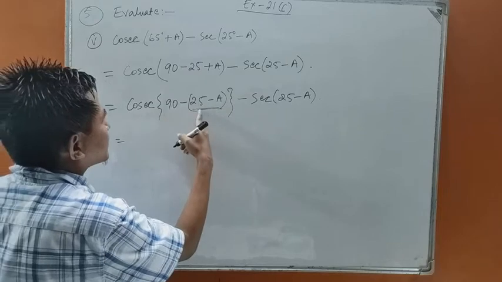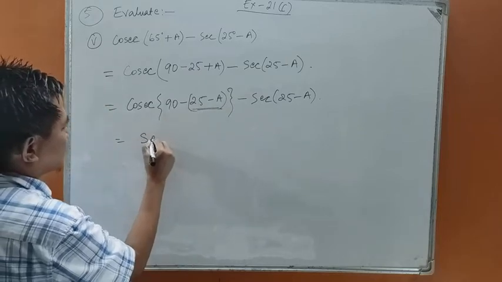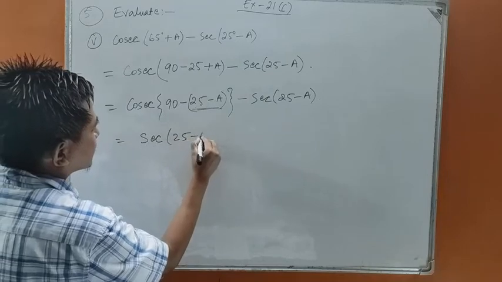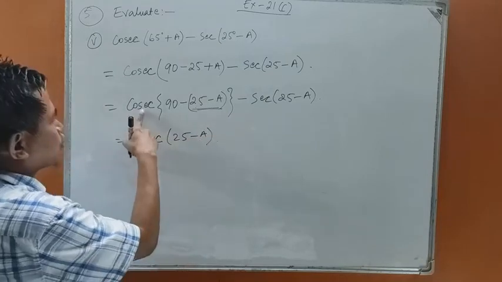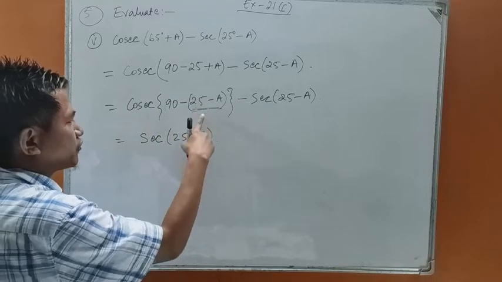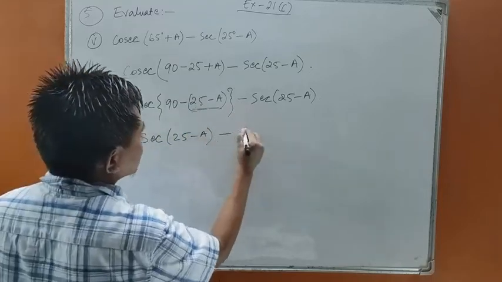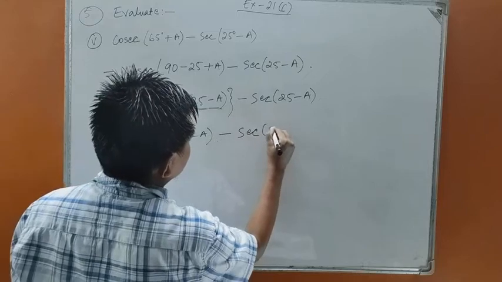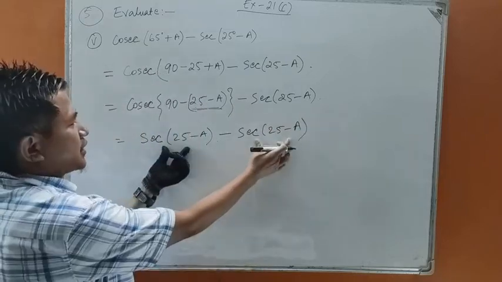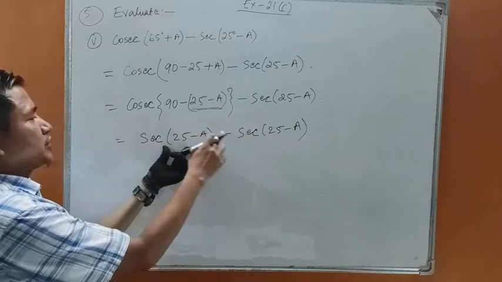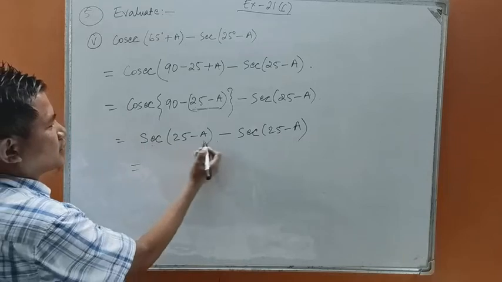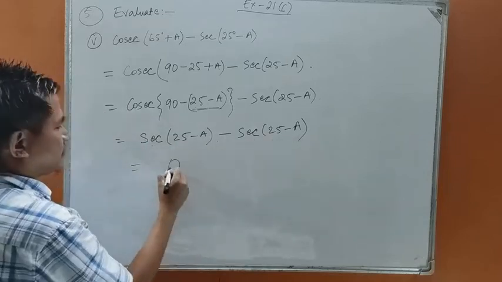Cosec 90 minus theta means sec theta. Sec theta, theta is 25 minus a, okay? Cosec 90 minus theta, that means sec theta, theta is 25 minus a, and minus sec 25 minus a. So both the numbers are same and the signs are opposite. One has minus sign and another has plus sign. So sec this and sec this becomes 0.